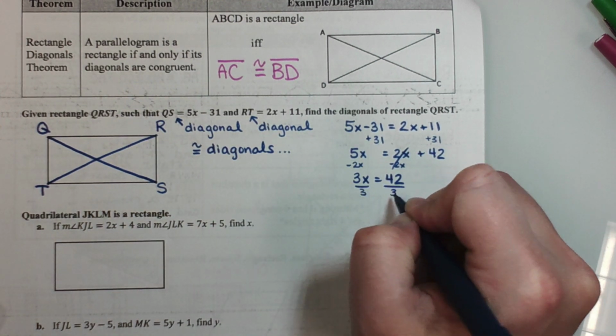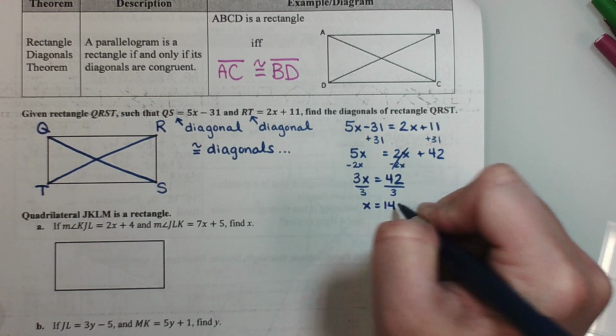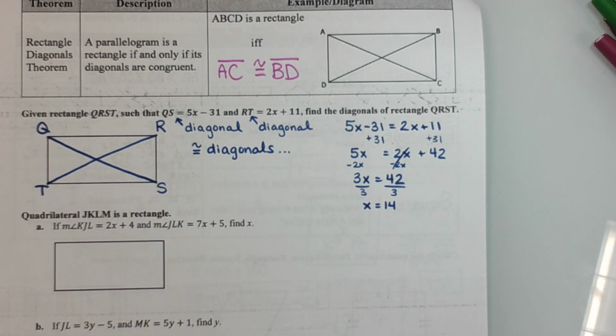X is 14. Is that what the question asked for? What did the question ask for? Find the diagonals. In other words, find the length of the diagonals. What do I do? Plug it back in. Doesn't matter which one I plug into. First one, second one, or do I have to plug into both? I don't actually have to plug into both because we know they're going to be the same. Plug into one, and I got both of them.